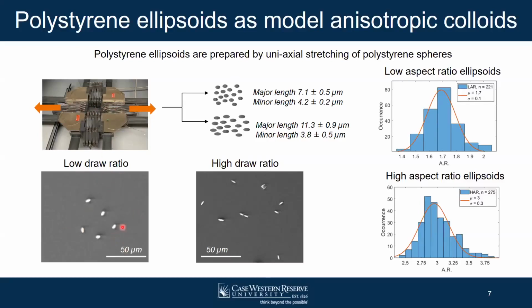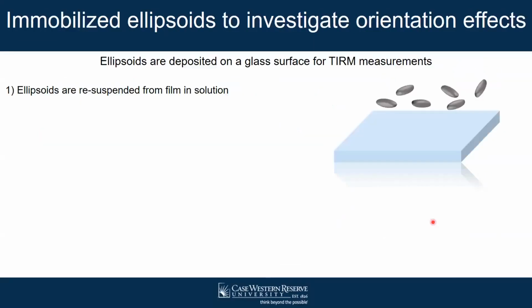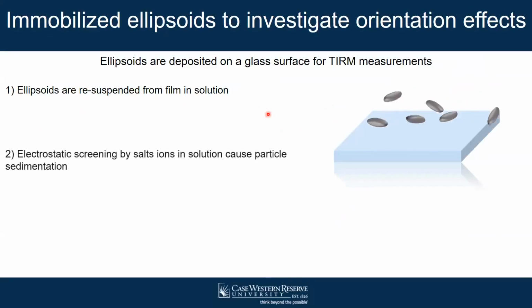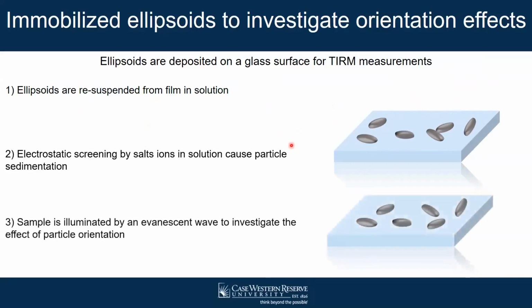So we uniaxially stretch, and we can stretch to different ratios and get low aspect ratio ellipsoids or high aspect ratio ellipsoids. So the way that the experiment is conducted is that we suspend the ellipsoids into solution with a large amount of salt. The salt then screens electrostatic repulsion between the ellipsoids and the nearby boundary. And then because of the screening, the particles deposit at randomly different azimuthal angles. And then we illuminate with an evanescent field such that we get a bunch of particles at different azimuthal angles with scattering that is then analyzed as I described.